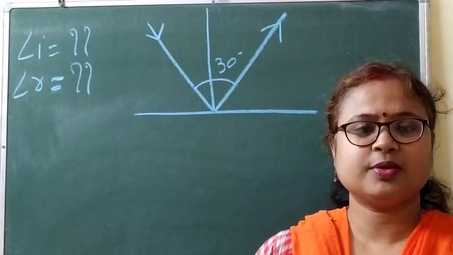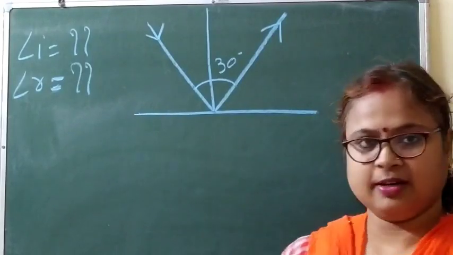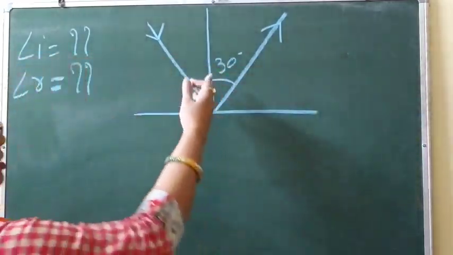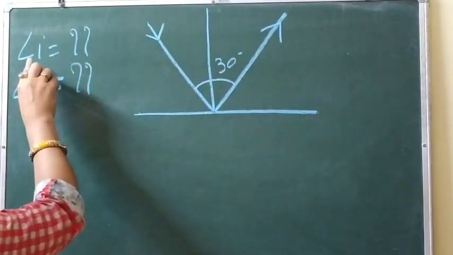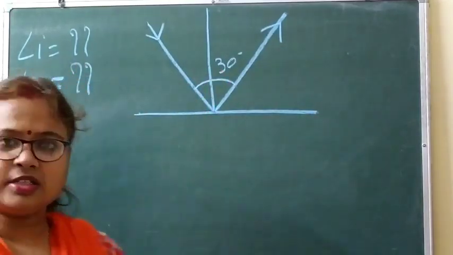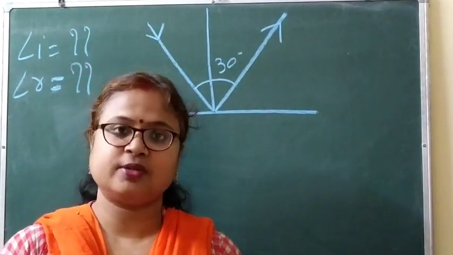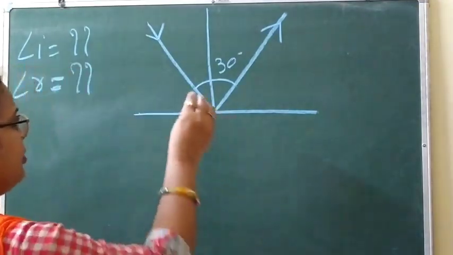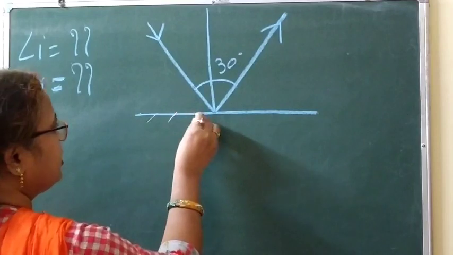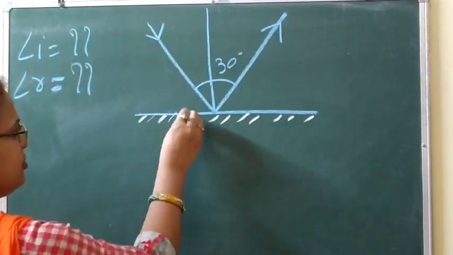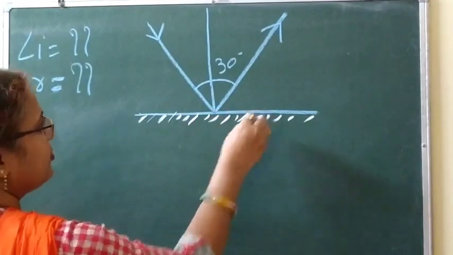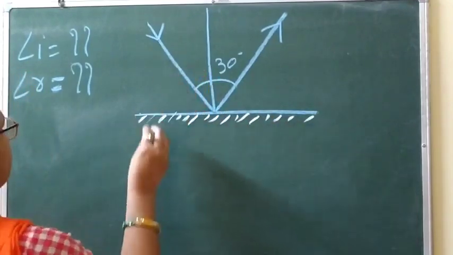Now the next question is, clear? This is the diagram, and here you can see 30 degrees is given. The measurement of this whole angle is given as 30 degrees. You have to find out the angle of incidence and angle of reflection. Clear? So how will we know that? Make it a mirror, because if the other side is not polished, then of course it will not be a mirror. Clear? Now we have to find out the angle of incidence.